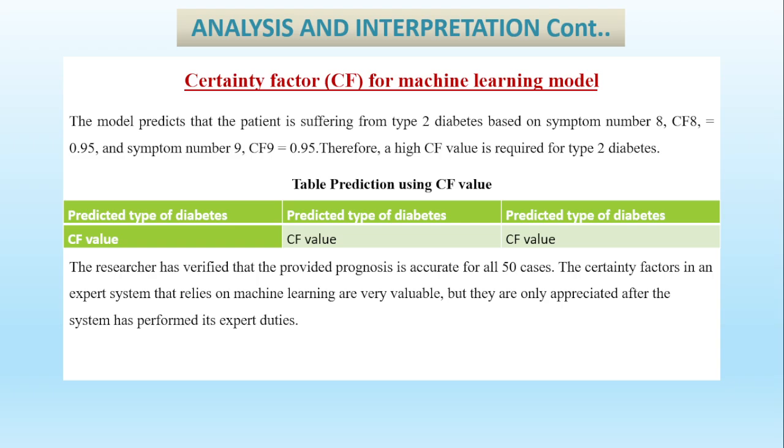This model predicts that the patient is suffering from type 2 diabetes based on symptom number 8, CF8 0.95, and symptom number 9, CF9 0.95. Therefore, a high CF value is required for type 2 diabetes. Now, this is the table for prediction that we have referred to. The researcher has verified that the provided prognosis is accurate for all 50 cases. The certainty factors in an expert system that relies on machine learning are very valuable, but they are only appreciated after the system has performed its expert duty.